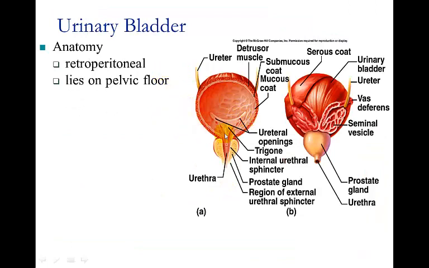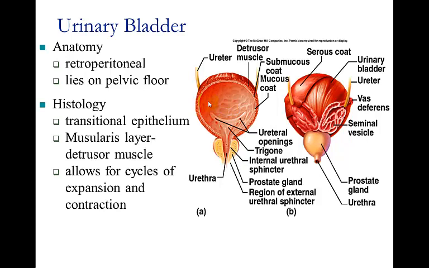The urinary bladder is retroperitoneal. That means it's behind the peritoneal membrane, and it basically lies on the floor of the pelvis, so it's very low in the abdominopelvic cavity.